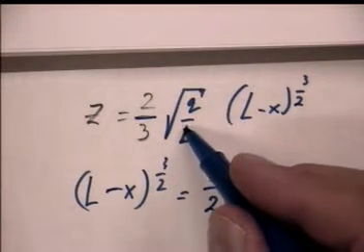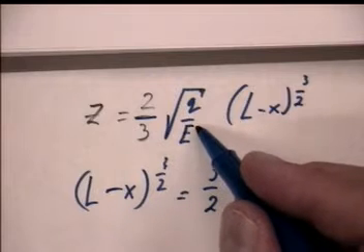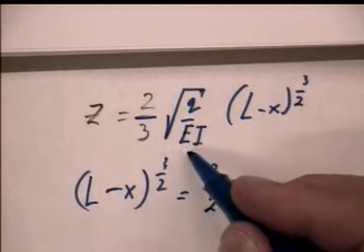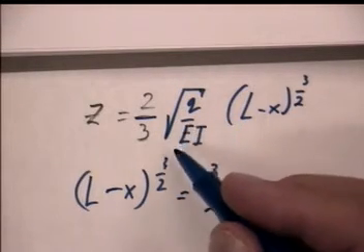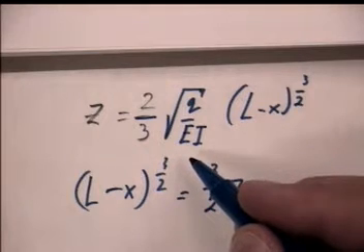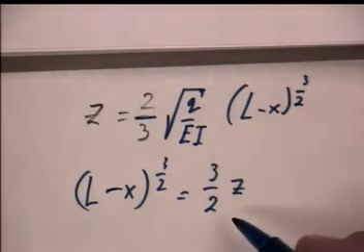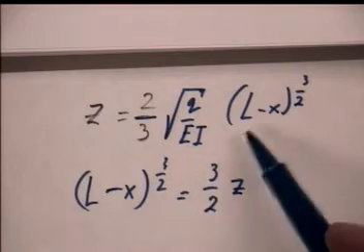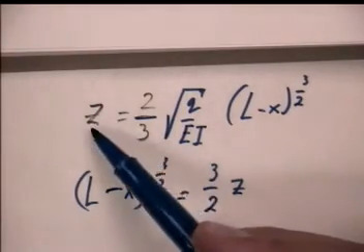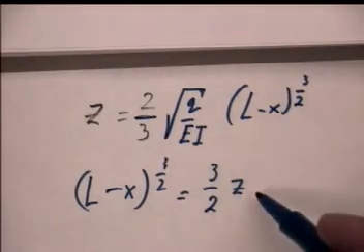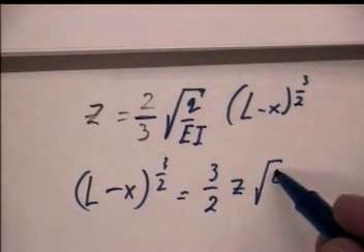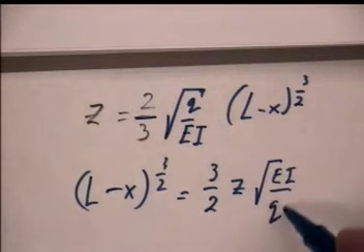I wrote L here. That is not correct. That is EI. Okay, here there was a mistake. I should have EI. I wrote L somehow. I don't know why. Okay, so we have (L minus x) cubed. That is 3/2 times z times EI over Q.